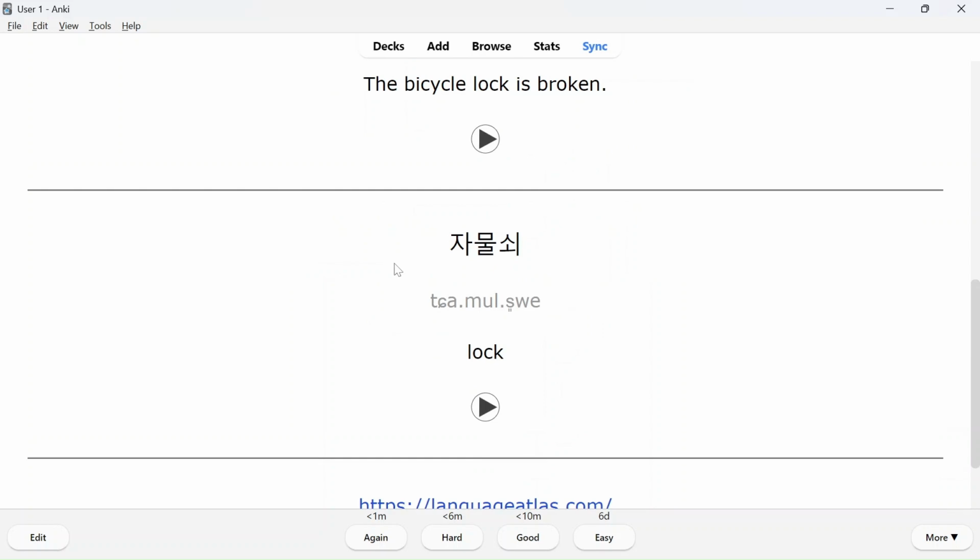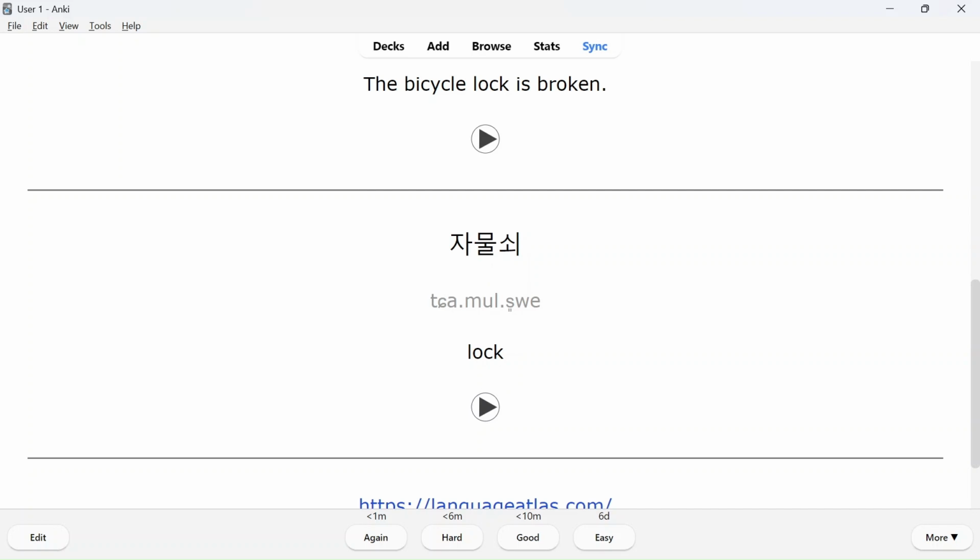Over here, we have the word area. We have the correct Korean word. We have the IPA notation. And again, this will help with pronunciation. We have the English translation of the Korean word, so that is lock. And we have the audio. 자물쇠. Great.